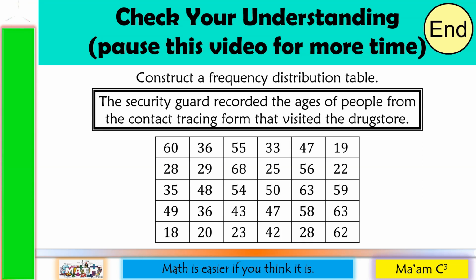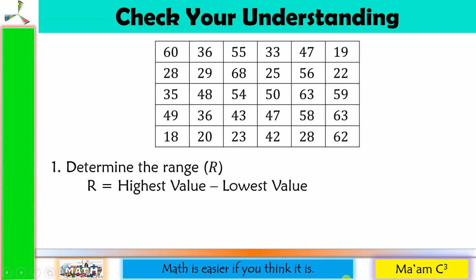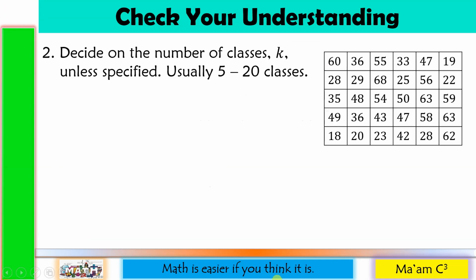Let us answer. Construct a frequency distribution table. The security guard recorded the ages of people from the contact tracing form that visited the drugstore. So here are the ages of the people who visited the drugstore. Step 1, let's determine the range. Our highest value is 68 and our lowest value is 18. 68 minus 18 is equal to 50.